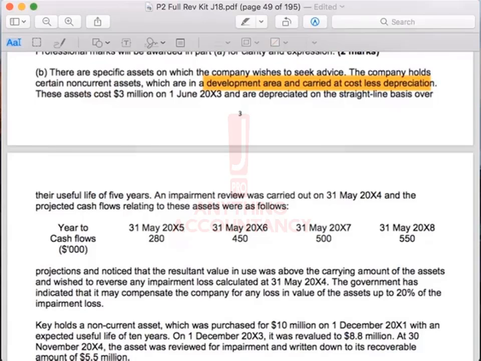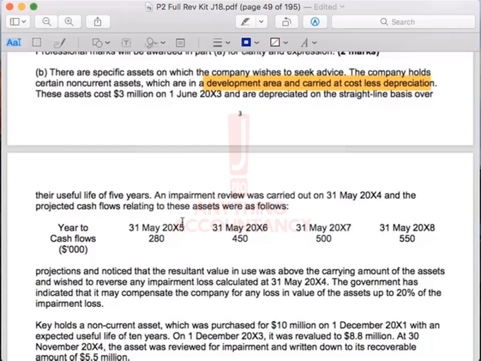Notice the projected cash flows and the resultant value against the above carrying amount. The company has reviewed the projections and wishes to reverse the impairment loss incurred. The government has indicated that it will compensate the company for any value loss up to 20%. So here, there is something to do with the projection. The management feel that the projection values have changed.